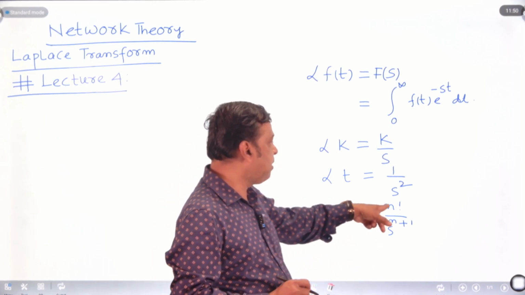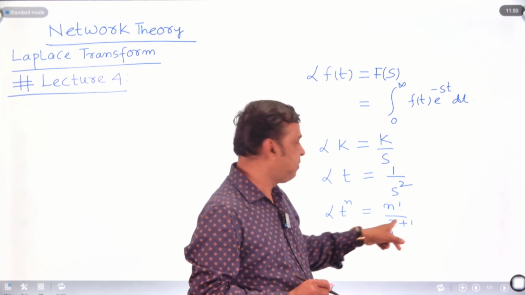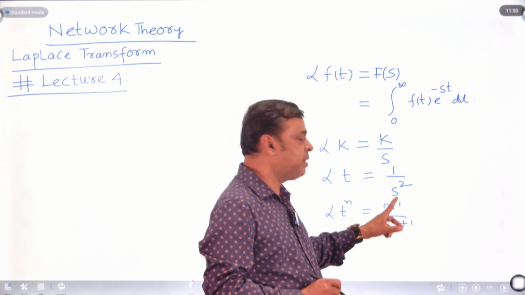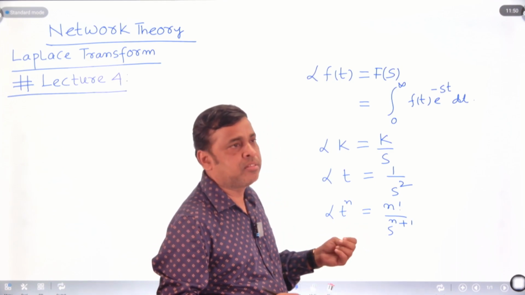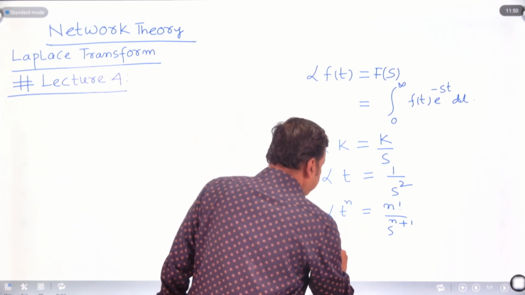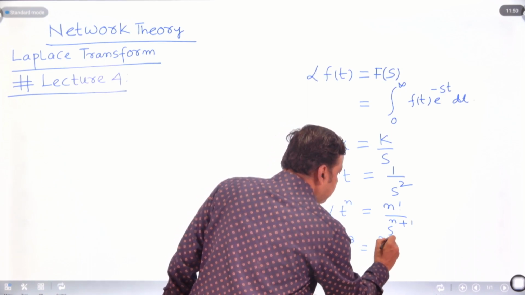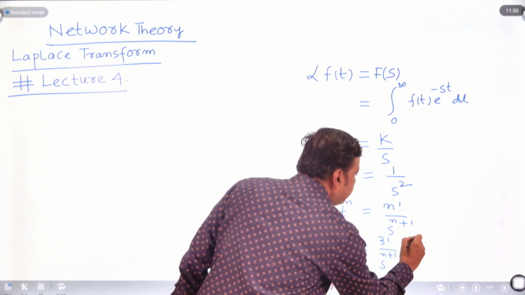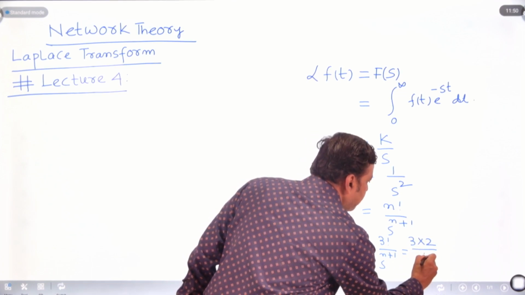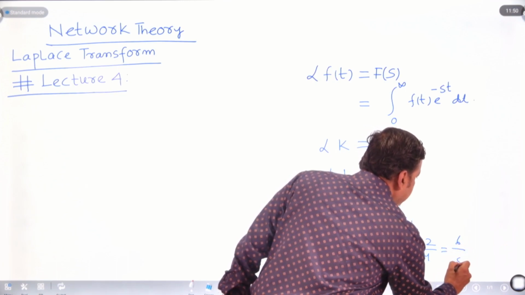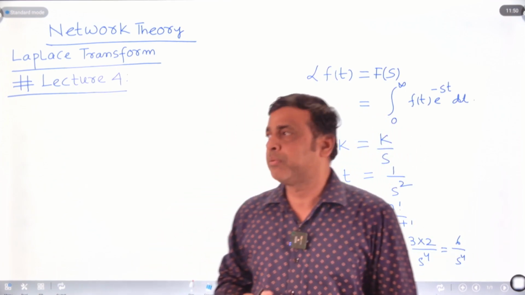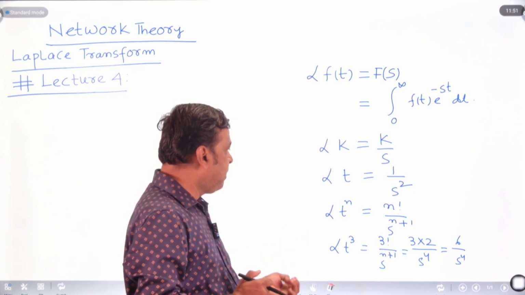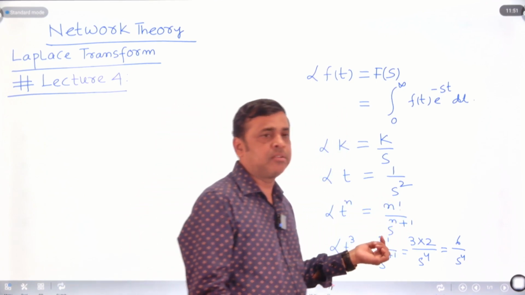If n equals 1, it is 1 by s square. Similarly, for t square, n equals 2, factorial 2 is 2 into 1, so it is 2 by s cube. For the Laplace transform of t to the power 3, n equals 3, it is factorial 3 divided by s to the power 3 plus 1. Factorial 3 is 3 into 2, divided by s to the power 4, which equals 6 by s to the power 4. In this way you can find the Laplace transform of any time domain function. If you require the Laplace transform of t square, t cube, or any power of t, you can use the formula t to the power n equals factorial n by s to the power n plus 1.